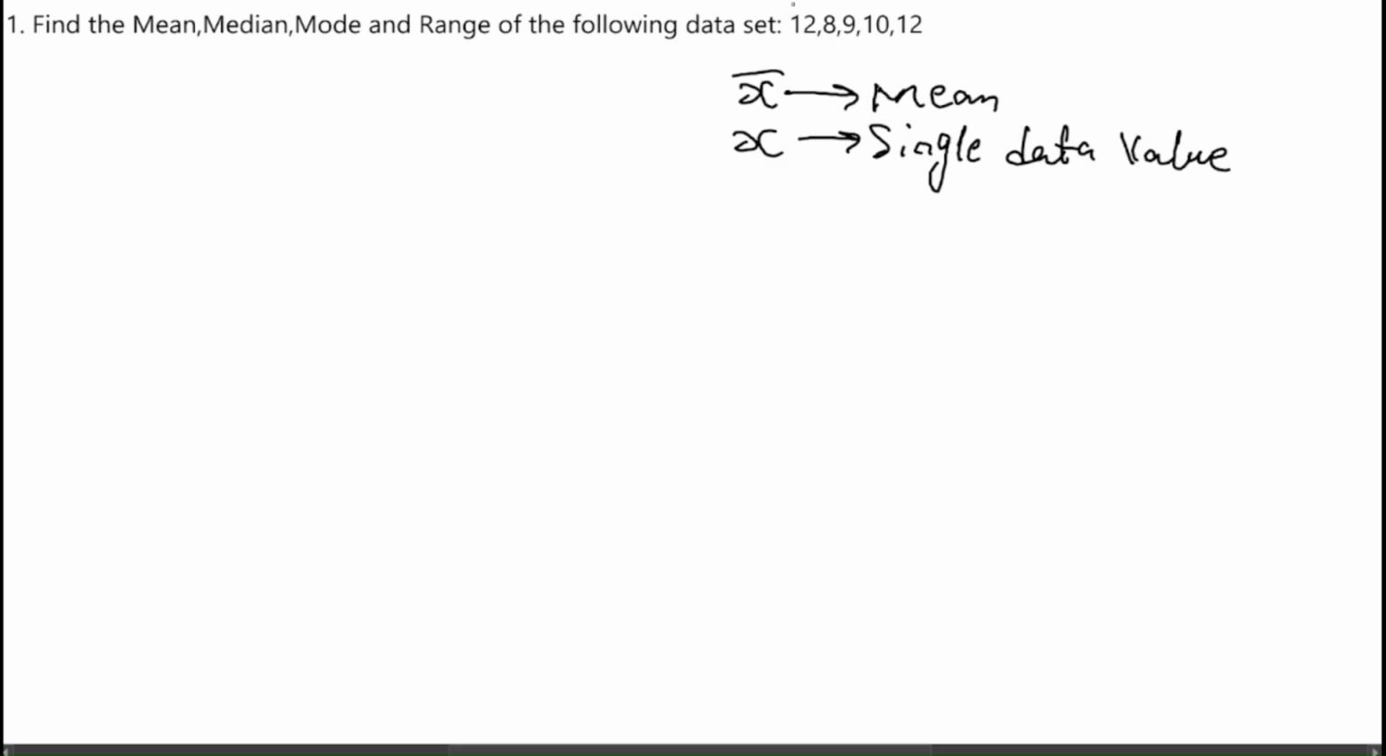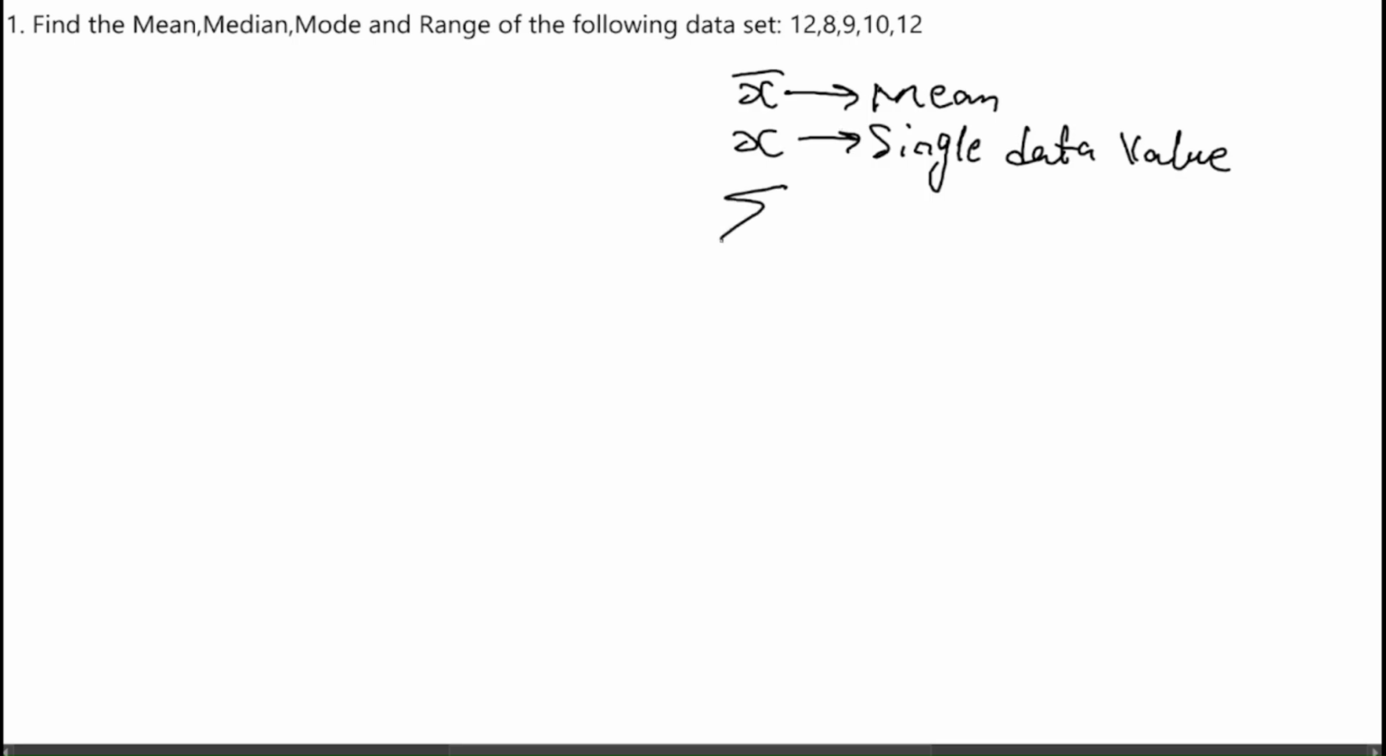Like you can call this first data value, which is 12, X1. You can call 8, X2. You can call 9, X3, 10, X4, 12, X5, and so on if there are more data values.